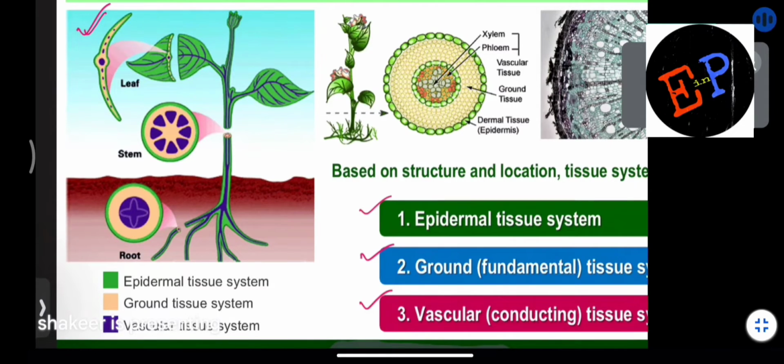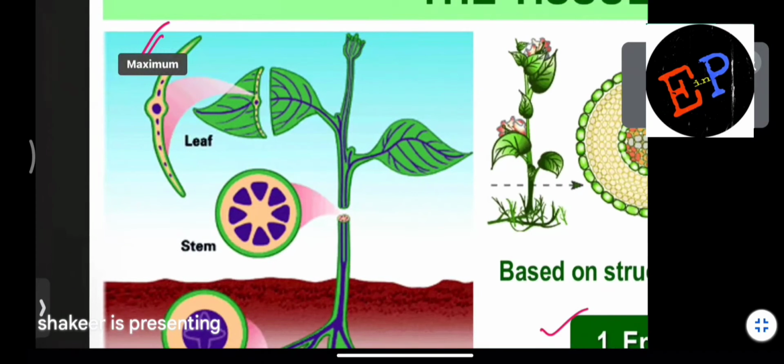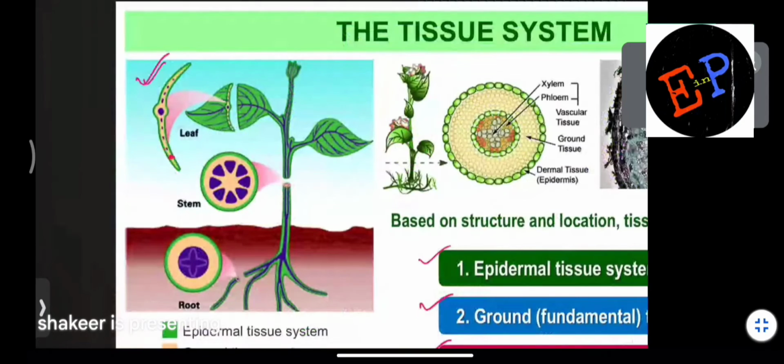What is that? It is called the epidermal tissue system. The green color layer is nothing but the epidermal tissue system. Then you are seeing black color dots and a big dot, no? If you take this figure here, you are seeing black color dots. Are you able to see or not? I am discussing these dots. So what are those black color dots? They are the vascular tissue system.